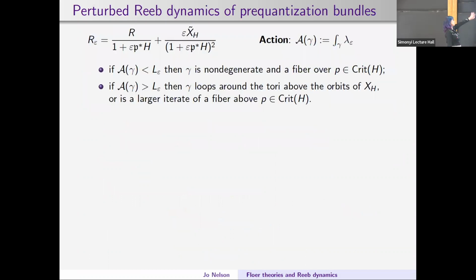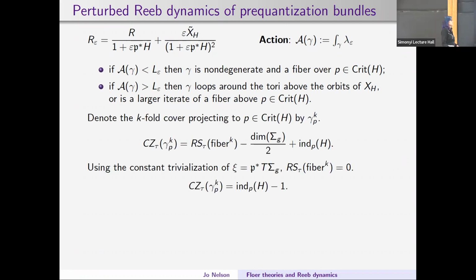So this is like a bunch of math that formalizes all the things that I just said. So we've got our perturbed Reeb vector field, we have our action, and then just this dichotomy that if you pick an L that's appropriate to the choice of epsilon that you use to perturb your contact form, the Reeb orbit is going to be non-degenerate and project to a fiber over a critical point, and if the action is bigger than that threshold, then either you're going to loop around a torus over an orbit of the Hamiltonian vector field on the base, or it's a larger iterate of a fiber over a critical point. We'll do some direct limit systems so that we just have to care about the fibers over critical points.